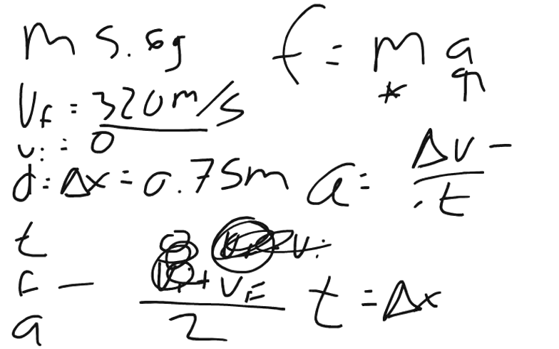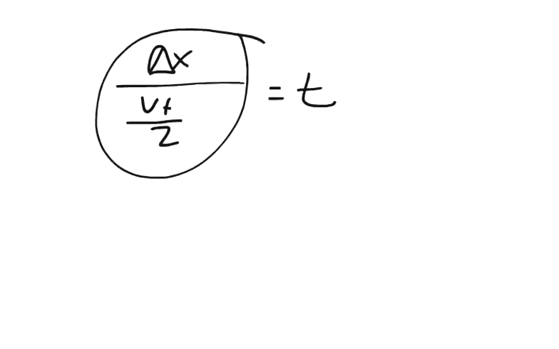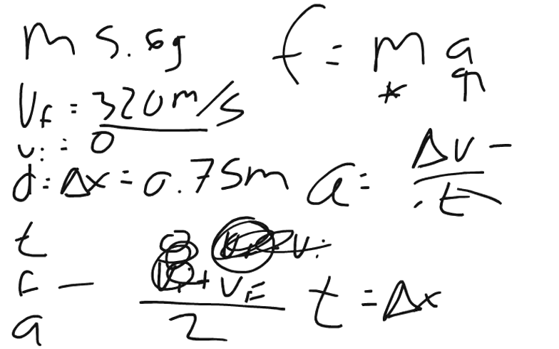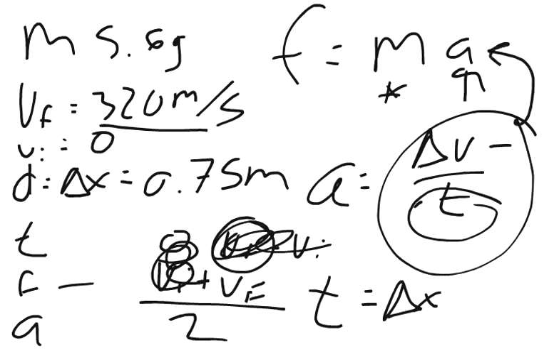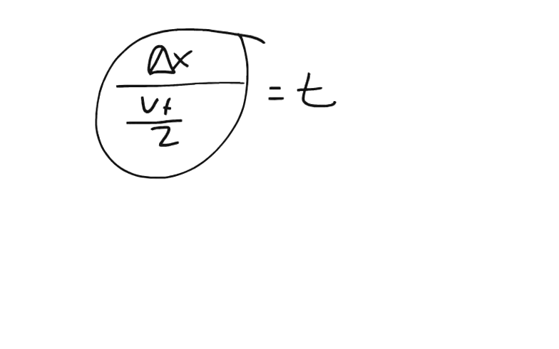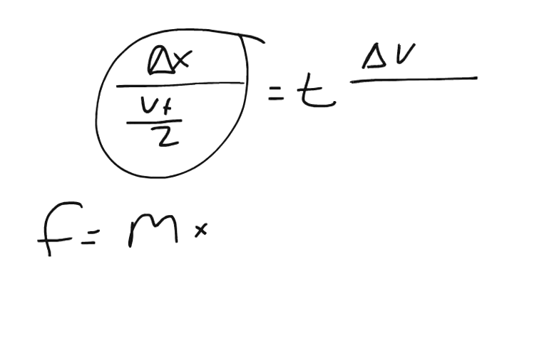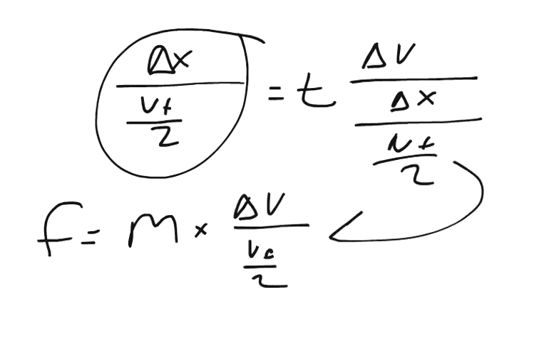So what do we have here? We're going to take this equation for t and plug it in right here, and then take the resultant equation and plug it in right there, because it equals a. So what's that going to look like? Force equals mass times the change of velocity over, and instead of putting time, we're going to put the change of x over the final velocity over 2. Now we can just plug and chug.